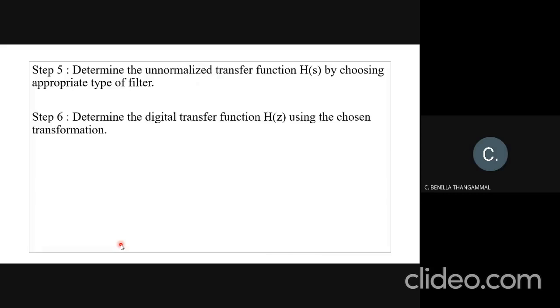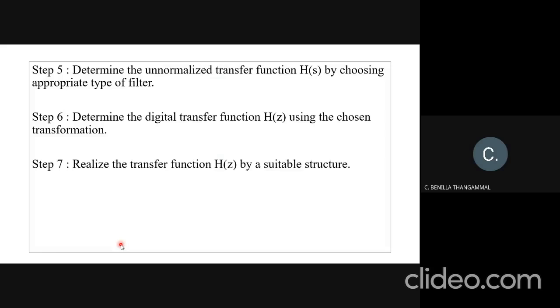Step 6 is to determine your digital transfer function h of z using the transformation chosen from your problem statement. If it is bilinear, you have to use bilinear, or else impulse invariant. Step 7 is optional. If they ask you to realize the transfer function using a suitable structure, you can realize it, else it's optional. Now we can solve problems here.